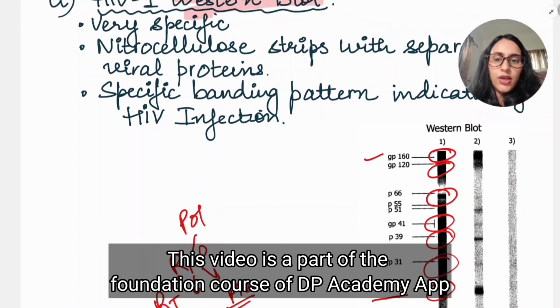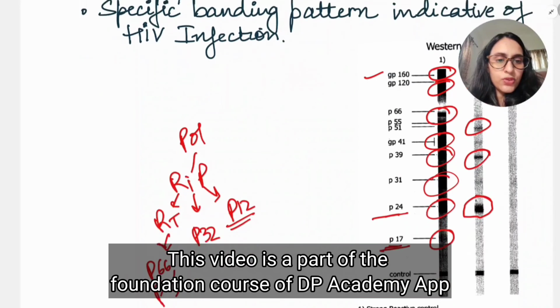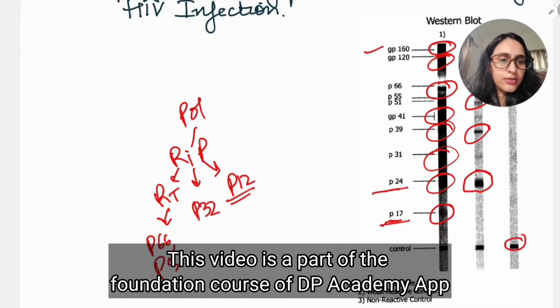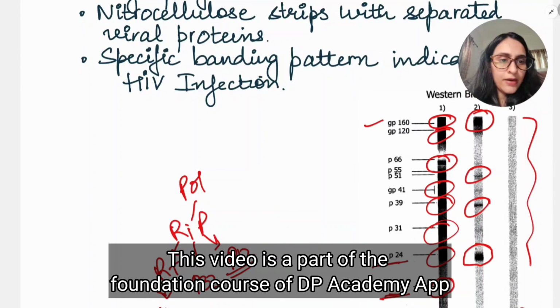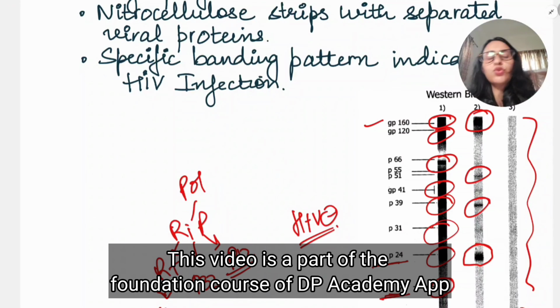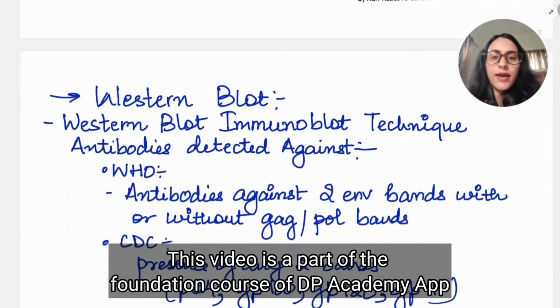That means there is a strong reaction. And if you see only a few bands, that means there is a weak reaction, or the patient is showing weak positive for the Western blot. And this is the control, guys. If you see no band, that means the patient is HIV negative here. So this is the Western blot technique.